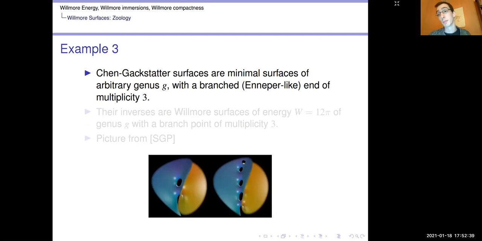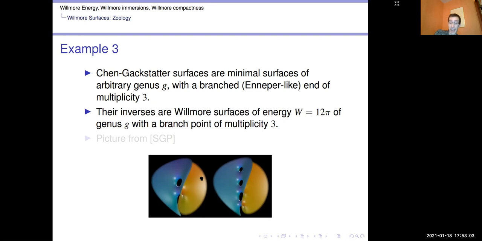Another example, with some topology this time: the Chen-Gackstatter surface. It's a minimal surface of arbitrary genus with one end of multiplicity 3. In fact, it's the Enneper surface with the right number of holes punched through in order to have the right genus. So as you can see, genus 1, genus 3, and you have the same end of multiplicity 3, which in fact is asymptotic to Enneper.